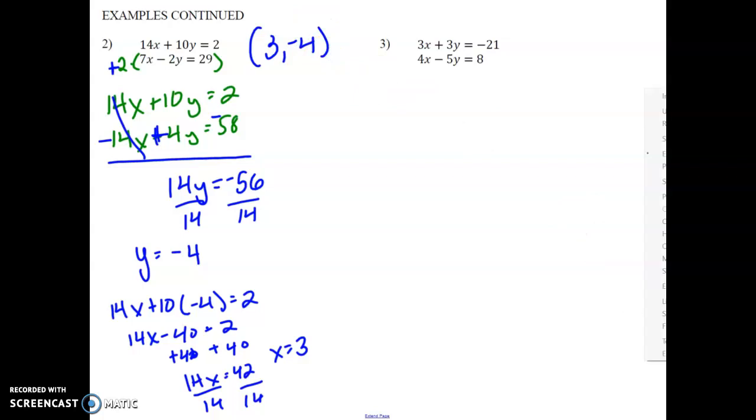Make sure your x is first. I am going to go ahead and check that to make sure I'm okay. So I have 7 times 3 minus 2 times negative 4. That should equal 29. So 21 plus 8 equals 29, and we're good there.